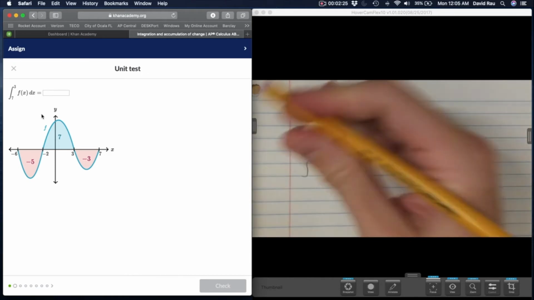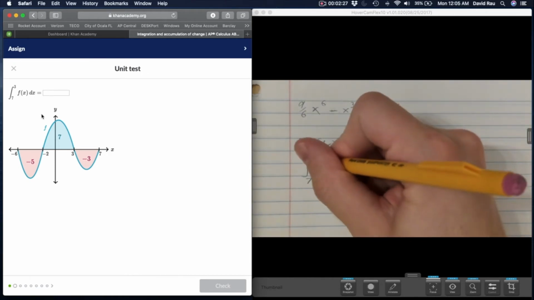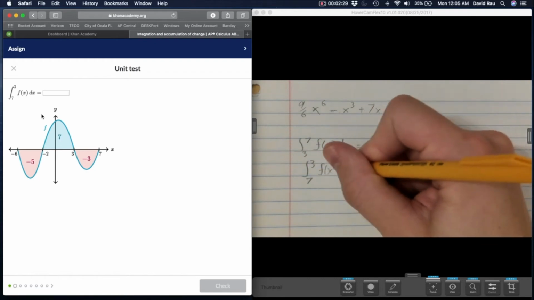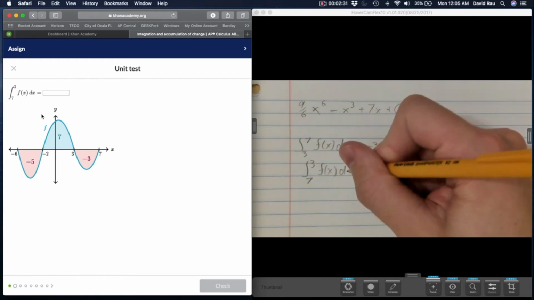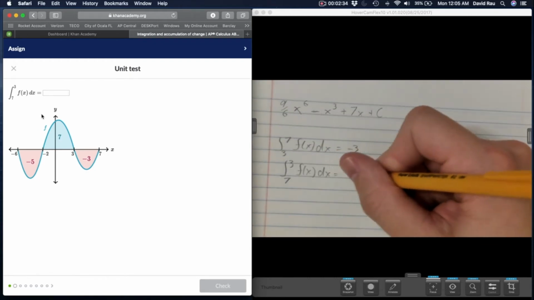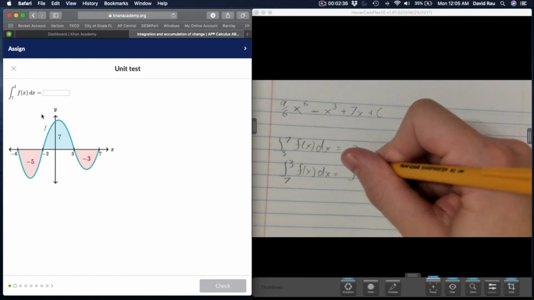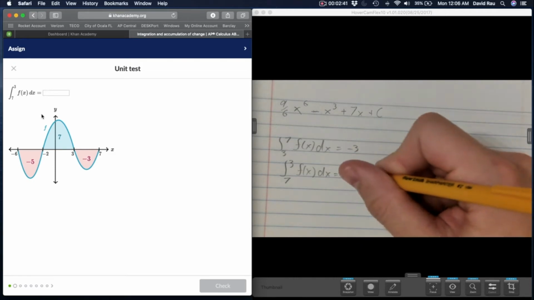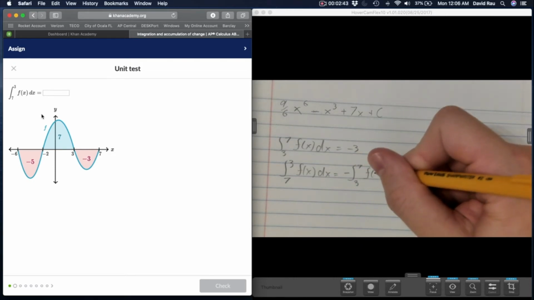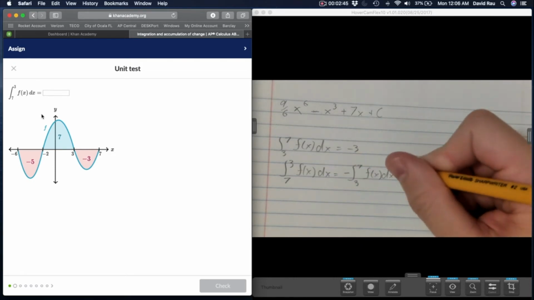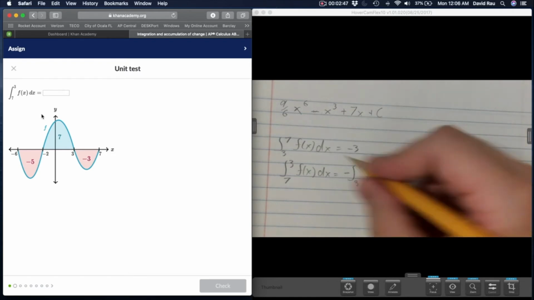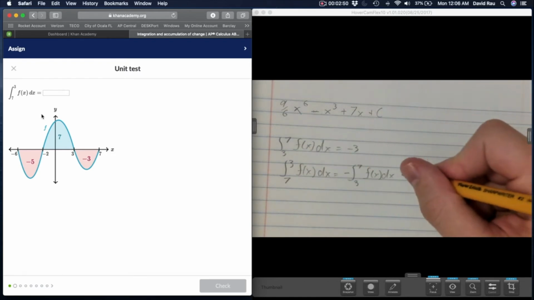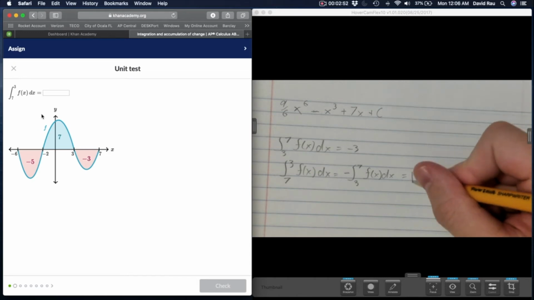Sorry, let me write this as a rule. If you want to find 7 over 3 of f of x, not 7 over 3, you know what I'm saying, then this is equivalent to the integral of the original bounds, or the bounds from least to greatest order, but with a negative out front. So what that really means is we need to negate the answer of the original integral, so our answer is actually just going to be positive 3.